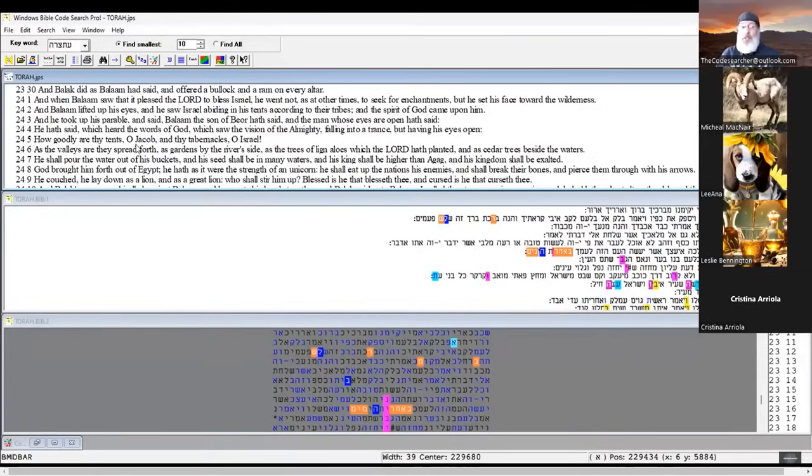How goodly are thy tents, O Jacob, and thy tabernacles, O Israel. As the valleys are spread forth, and the gardens by the river's side, as the trees of lign aloes, which Yah had planted, and as a cedar tree beside the waters, he shall pour the water out of his buckets, and his seed shall be in many waters. And his king shall be higher than Agag, and his kingdom shall be exalted. We're talking about a king. You understand? This is where it has a connection to the crucifixion.